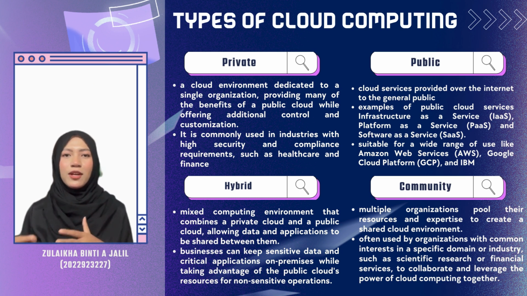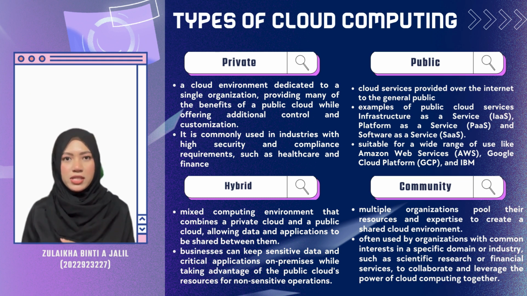There are 3 types of public cloud services. The first one is infrastructure as a service, which provides virtualized computing resources such as servers, storage, and networking, which allows users to run IT infrastructure on demand. The second one is platform as a service, which offers a development platform for creating and deploying applications with tools and services provided over the internet. The third one is software as a service, which delivers applications over the internet, allowing users to access and use software without installing it on their device.